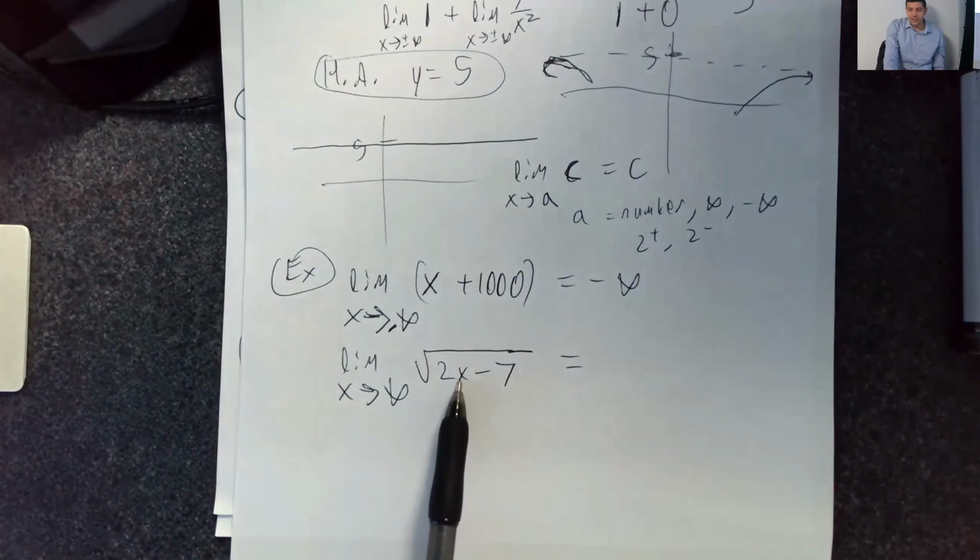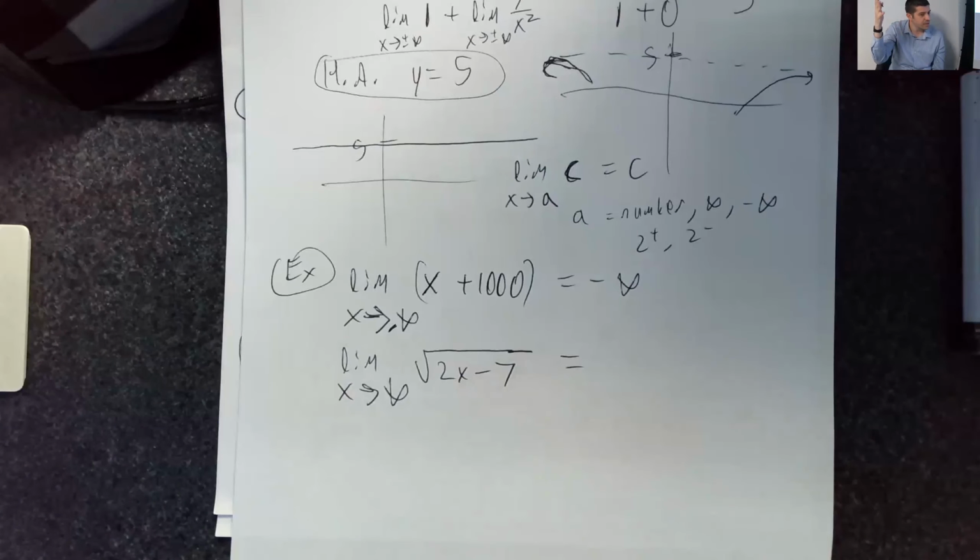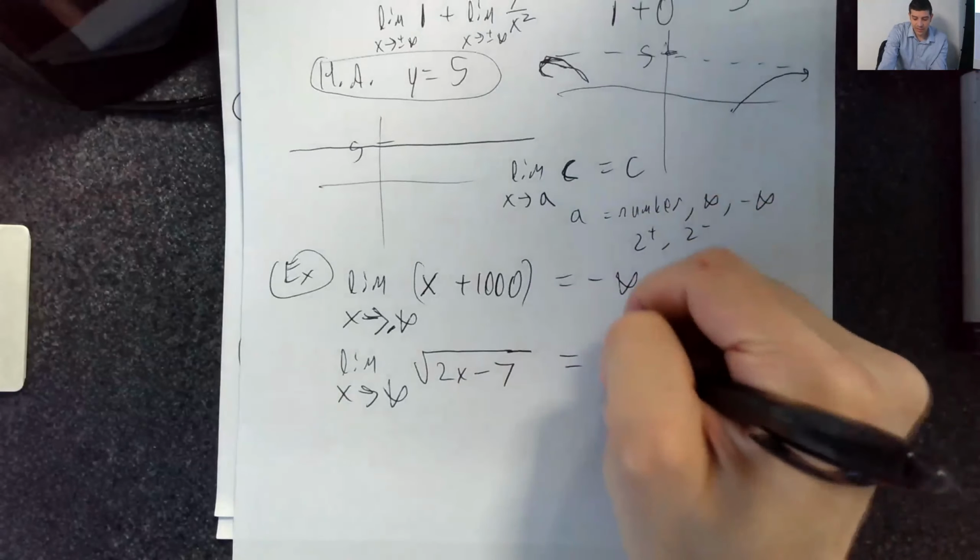Let's think of it as x being infinity. So infinity times 2 is still infinity. And if you take away 7 from infinity, what are you going to have? It's still infinity. And when you take the square root of infinity, what is that? Still infinity, because you're taking the square root of larger and larger numbers. They still are growing. So it's infinity.